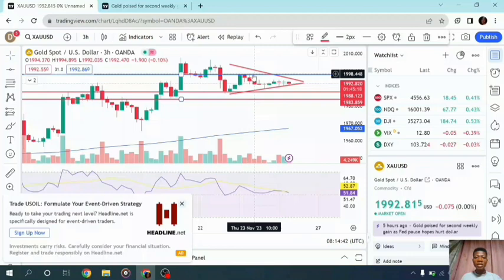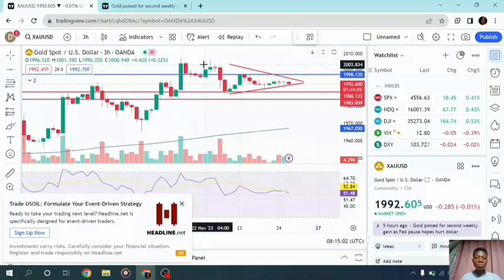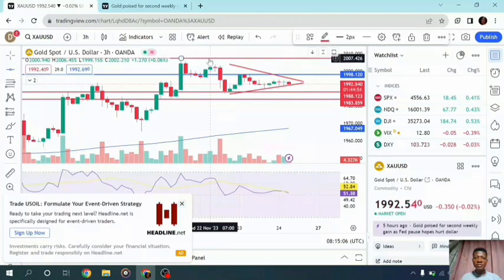Okay, now this is the first resistance level, and the first resistance level is around 1998. And the second resistance level is around 2007, which is this. Now let me draw a line to show you. It is around this area, 2007.